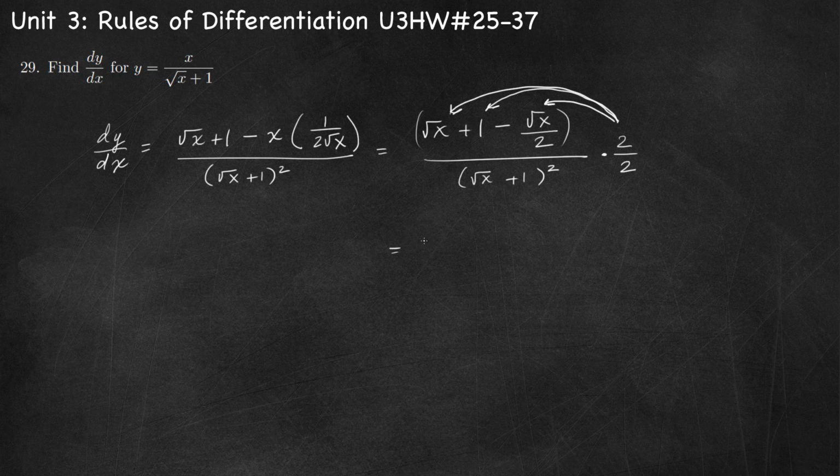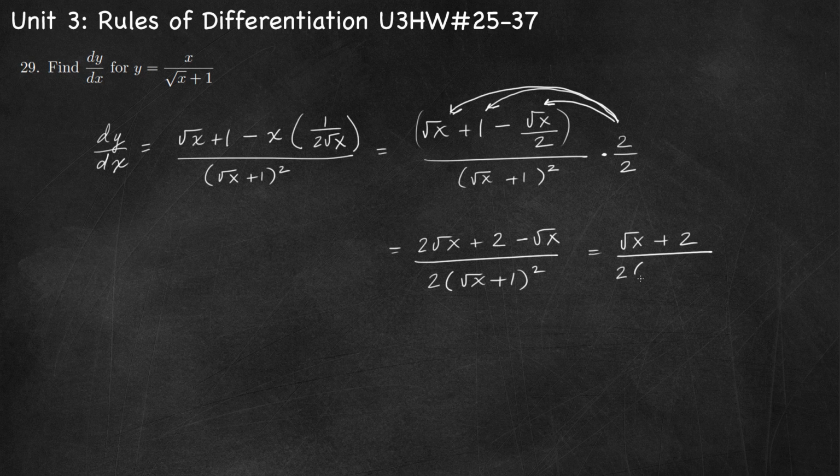So 2 times square root of x is 2 root x, plus 2 times 1 is 2, minus 2 times square root of x over 2 is just minus square root x, and this is over 2 times square root x plus 1 squared. So on the top, we've got some like terms here that we can combine, so we just get square root of x plus 2 over 2 times square root of x plus 1 squared.